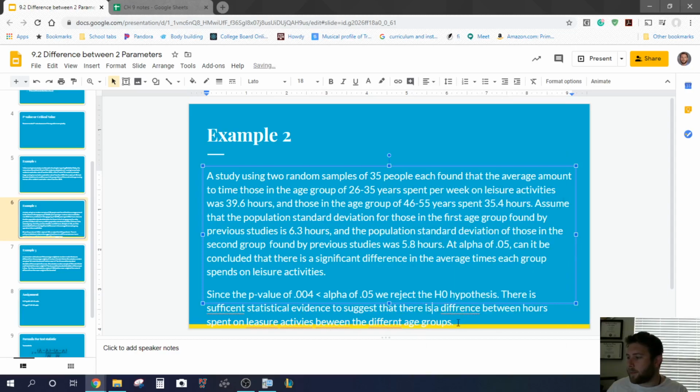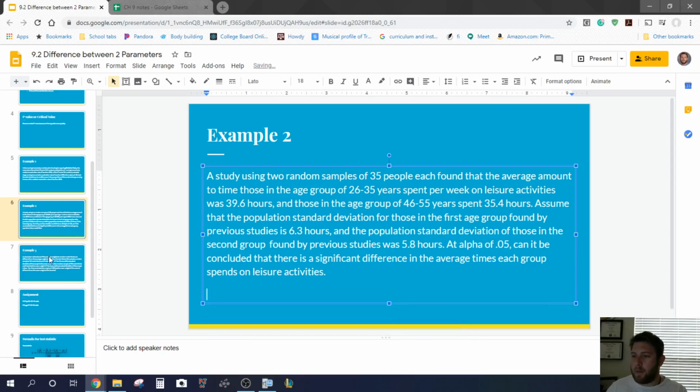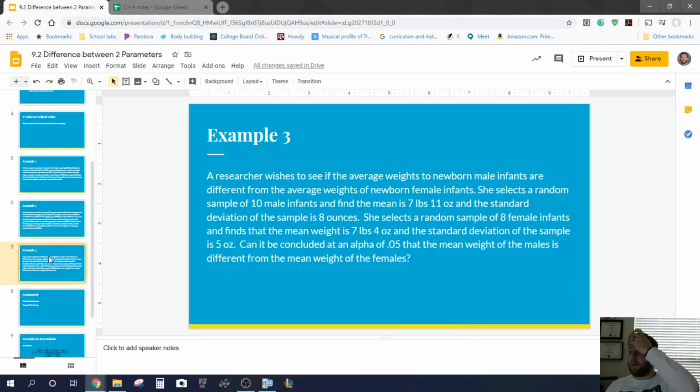Okay. So that's how you do that problem right there. I'm going to go ahead and delete this, so if you want to pause and write it down, please go ahead and take the time to do that. Okay. Now let's go to our next example.